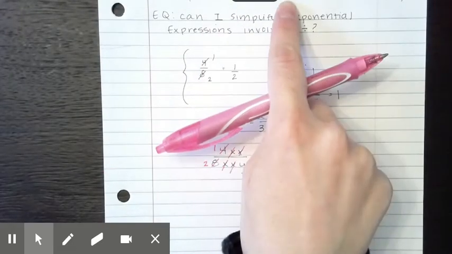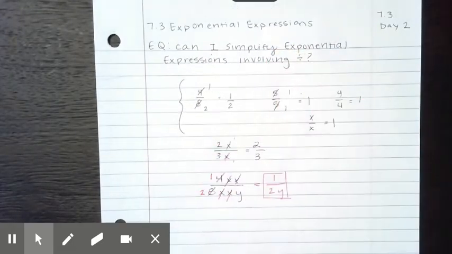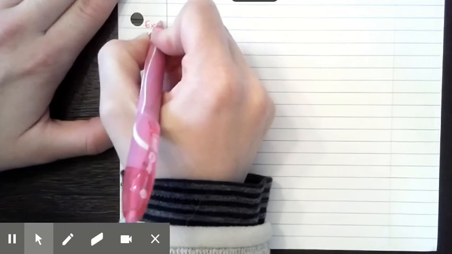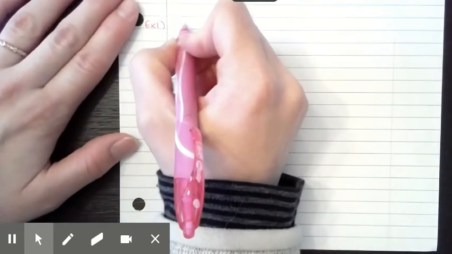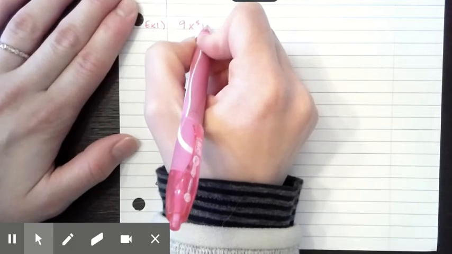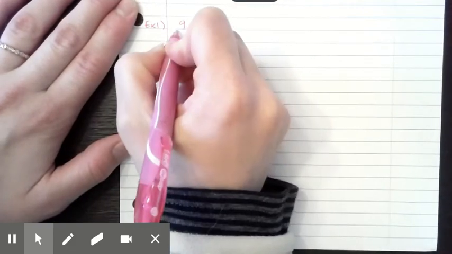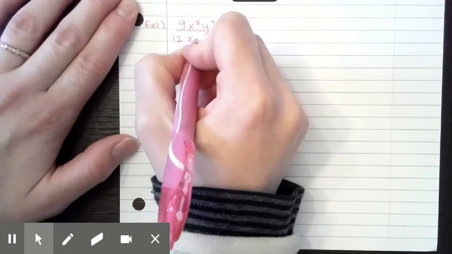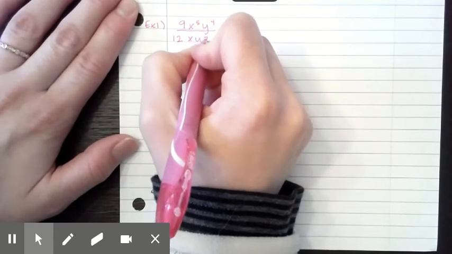All right, so we've been looking at exponential expressions that involve division. So let's look at 3 examples below here. Example 1. I'll give you a second to copy this down with me. In the numerator is 9, x to the 5th, y to the 4th. And in the denominator is 12, x, y, z to the 3rd.